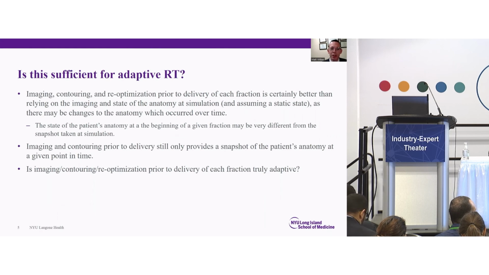And that's certainly better than just relying on the image that we had from when we simulated the patient and the state of the anatomy at simulation, and we just assume it's all static. But there can be changes which occur over time. So of course, we take those into account by imaging. But imaging and contouring prior to delivery still only provides a snapshot of the patient's anatomy at a given point in time. So is the notion of just imaging the patient, recontouring, re-optimizing the plan, and then going ahead and blindly treating, is that sufficient? And is that really truly adaptive?